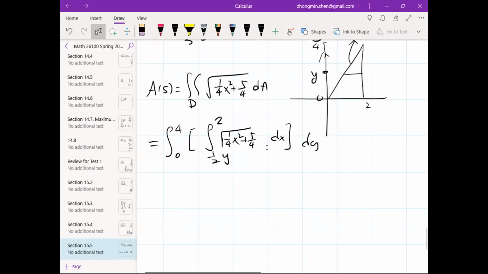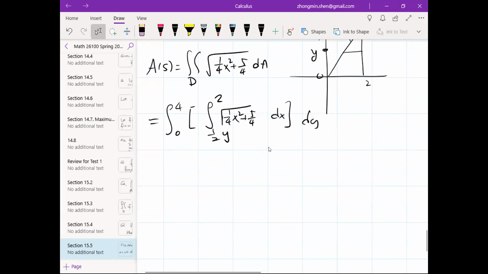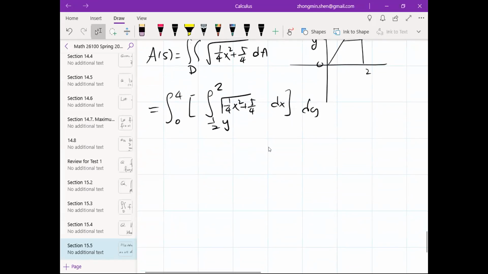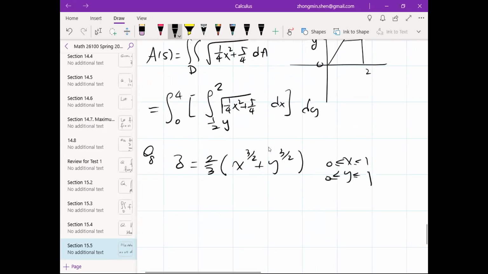This is how we find the area. So now let's try another problem, number 8. So the surface is given by 2/3 times x to the 3/2 plus y to the 3/2, and x is between 0 and 1, y is between 0 and 1.